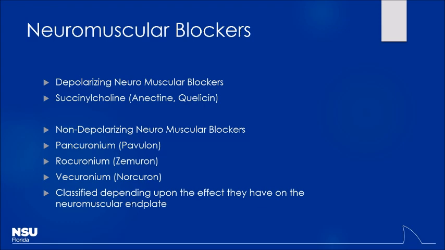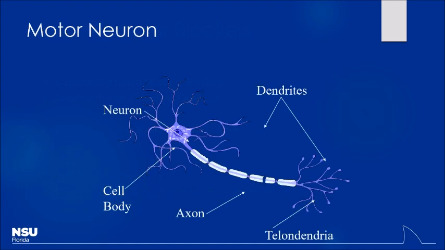And I'll show you some diagrams in a second here to illustrate what we're talking about when we're talking about depolarizing versus non-depolarizing. So imagine here we have our motor neuron, right? Imagine this is residing within the CNS, and this is going to be traveling down all the way to the muscle. And at that point, what does this release onto the skeletal muscle to initiate movement? Acetylcholine, right? So acetylcholine gets released.